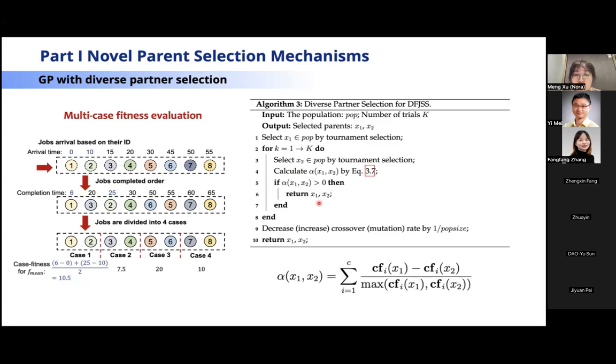And also our method adopts a strategy to further maintain the population diversity by adaptively adjusting the crossover and mutation probability. Once we find it's really hard to find an X2 to benefit X1, then we think the population diversity is not very good. Then we will decrease the crossover probability and also increase the mutation probability.